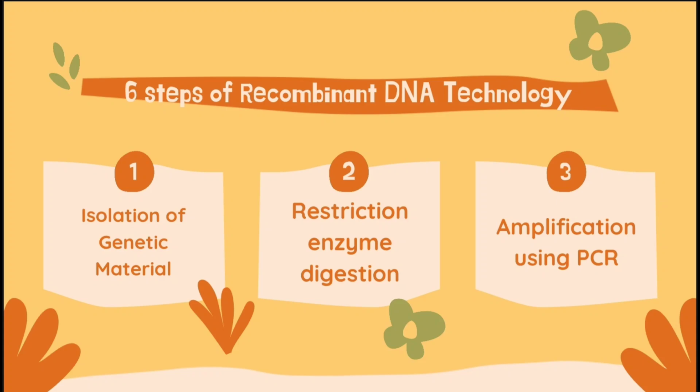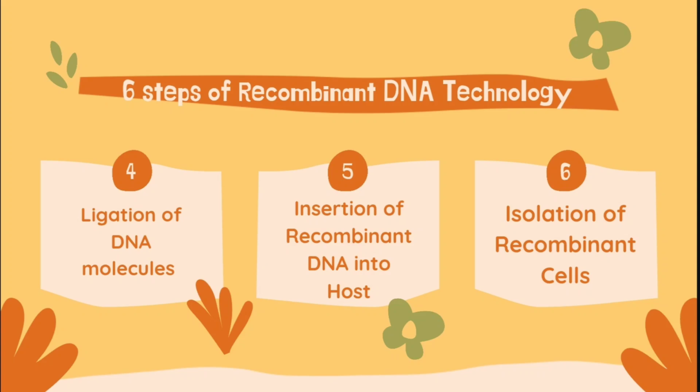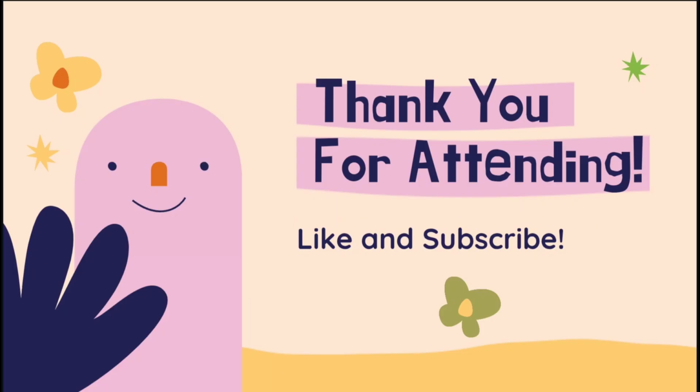So again, the 6 steps of recombinant DNA technology are: first, isolation of genetic material; second, restriction enzyme digestion; third, amplification using PCR; fourth, ligation of DNA molecules; fifth, insertion of recombinant DNA into host; and lastly, isolation of recombinant cells.